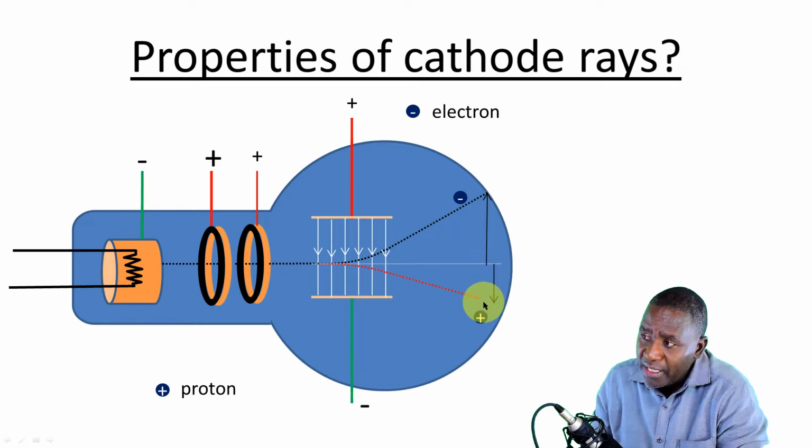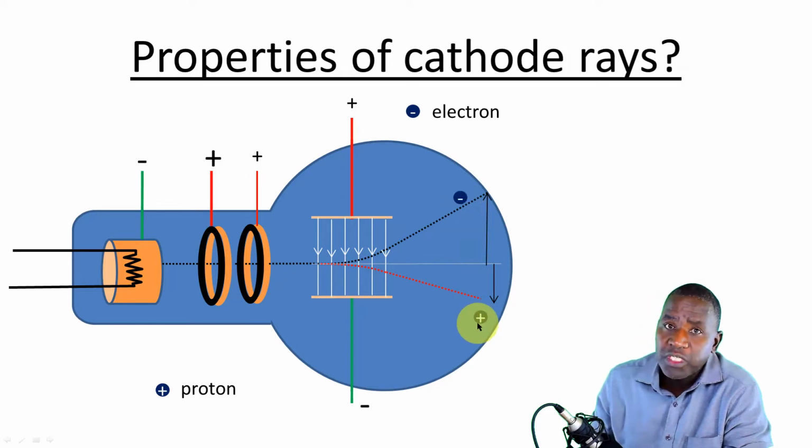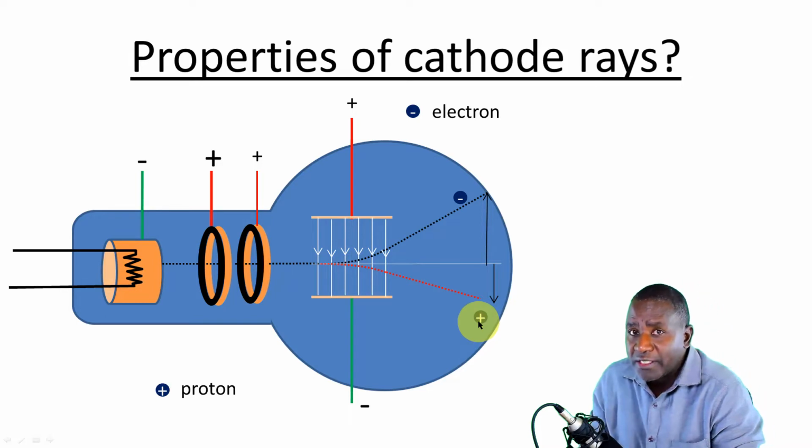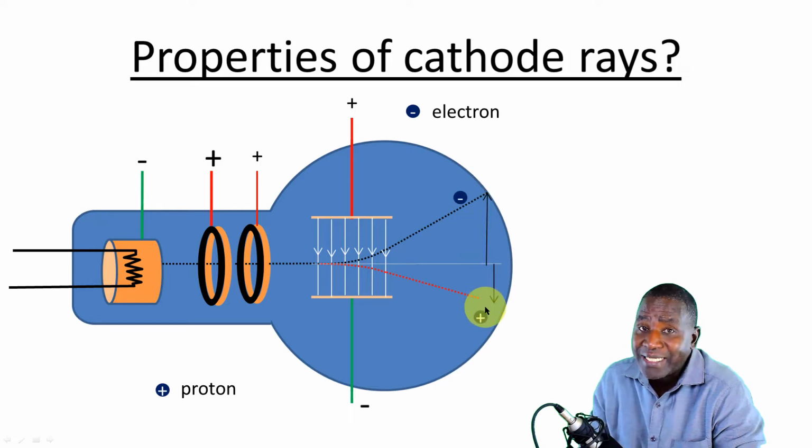You can see that this is much less than this arrow. So the reason why the proton is deflected less is because it is much heavier than the electron. However, the two are deflected in opposite directions because of their opposite charges. In this example, I'm using the electron and the proton as examples. We've got very many other charged particles out there.